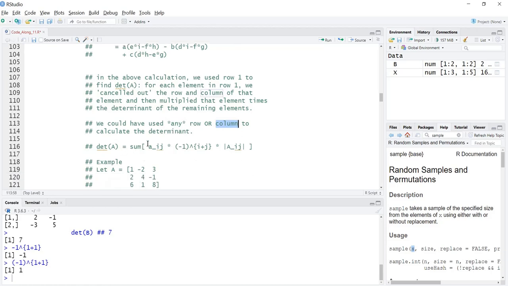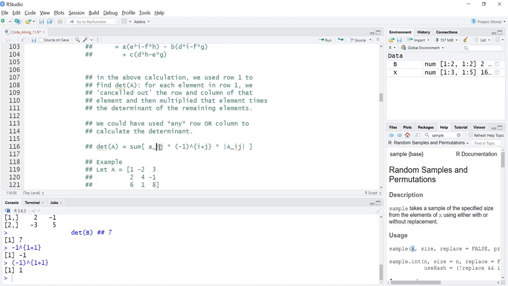I know it's hard to write in R, so I apologize, but the determinant of A is the sum, and what you sum across depends on whether you use a row or column. If you use a row, you'll sum across J. If you use a column, you'll sum across I. Okay, J will stay the same, and I will change if you go down a column.